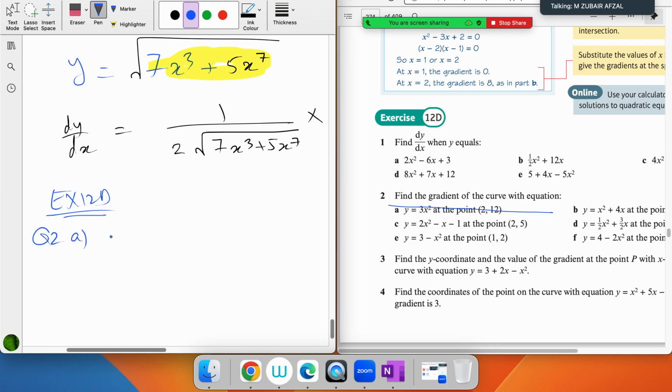Question 2, A part. y is equal to 3x square. So dy by dx would be 6x, at x equal to 2, 12. So we have to find the gradient, we only need x. So the gradient is 12.